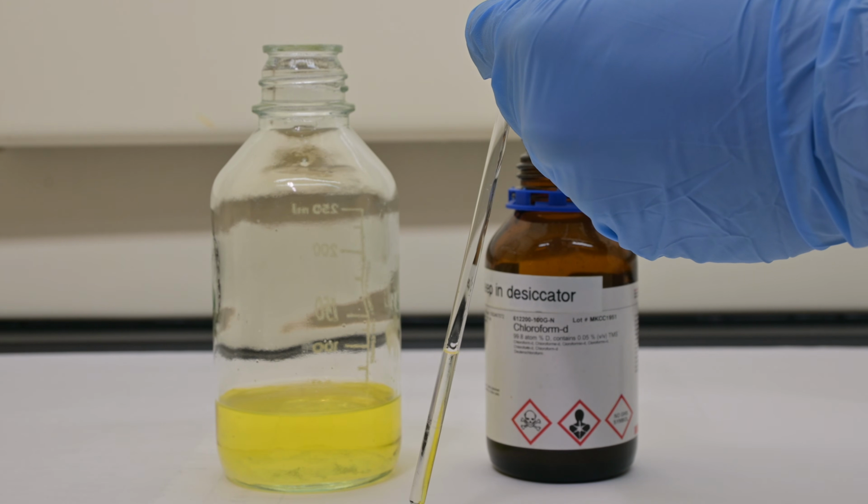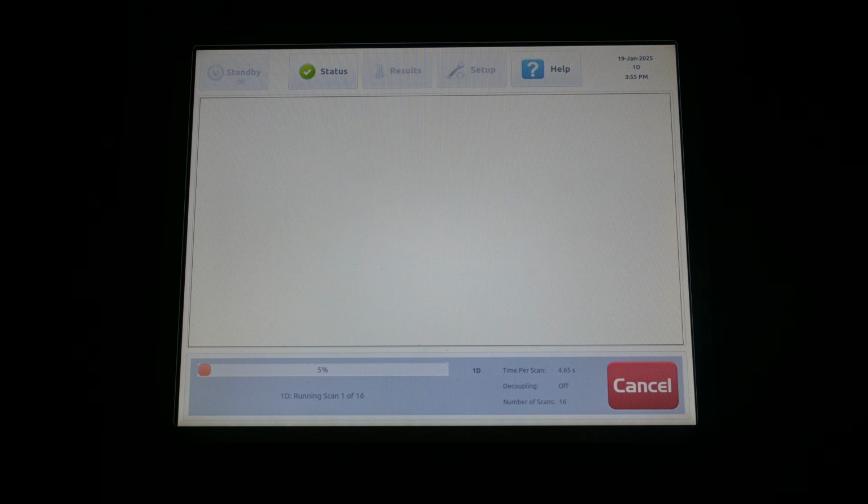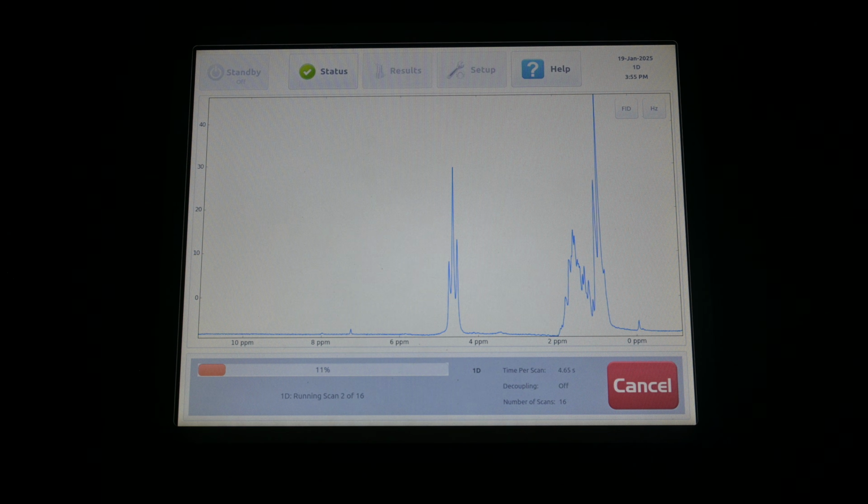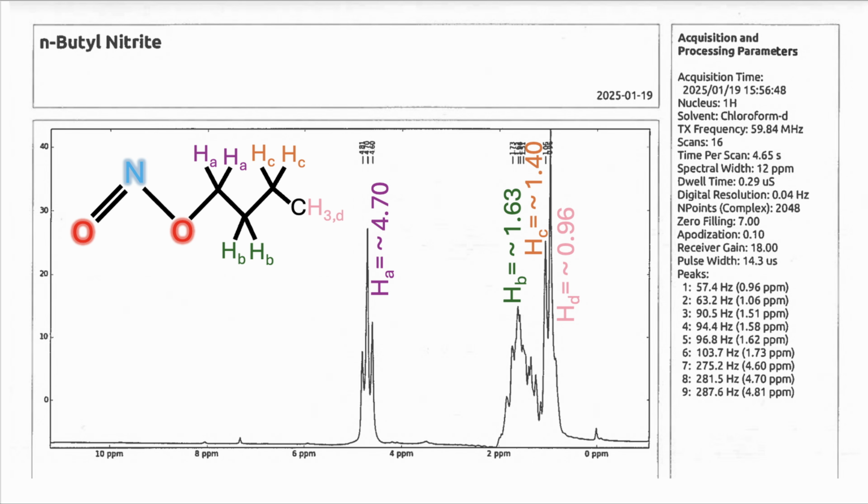To confirm the synthesis worked as expected, I ran an NMR. The peaks lined up perfectly with the expected pattern, verifying the formation of n-butyl nitrite. So we can now start the next reaction. At this point, I ran into a dangerous problem.